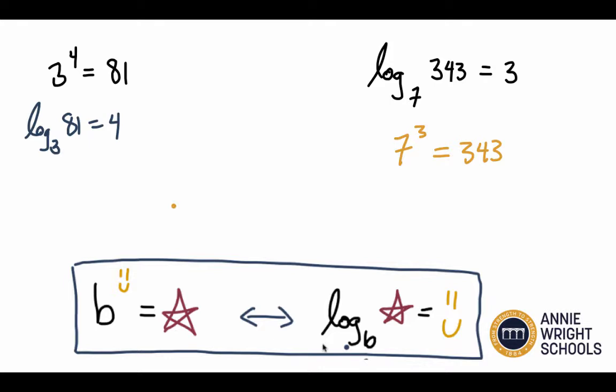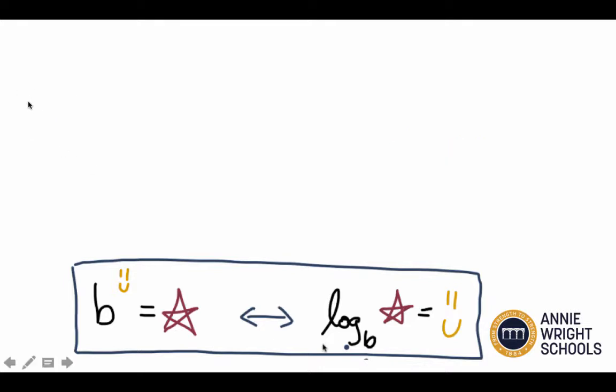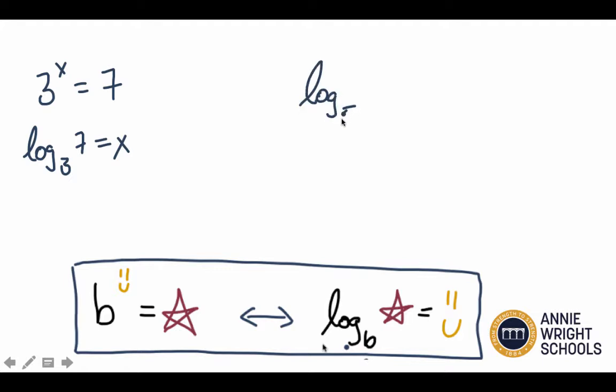Another thing that we do sometimes is change forms while we have variables in there. So you might see something like 3 to the x equals 7. Well, then that means log base 3 of 7 equals x. You might have something like log base 5 of y equals 10. So that means 5 to the 10 is equal to y. So you've got to be able to deal with variables as well.